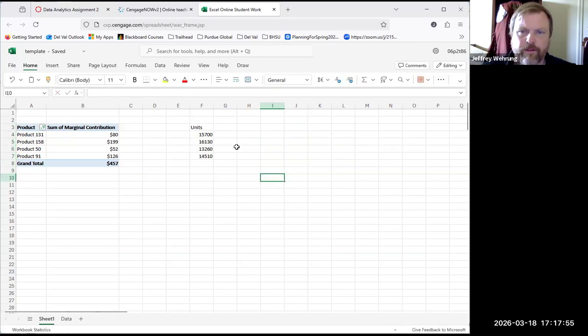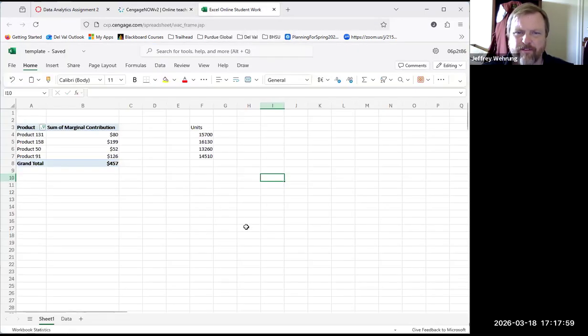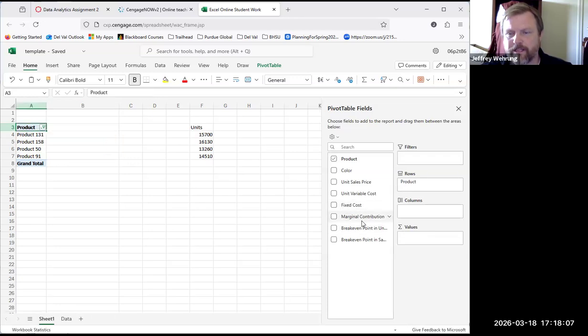So okay, let's look at this. I want to know the profitability. So how do I calculate profitability? So if I'm looking at my pivot table, there's a couple different ways I can do it. I could just take my marginal contribution times the quantity, and then subtract off my fixed costs, right? And that would give me my profitability. So that works.